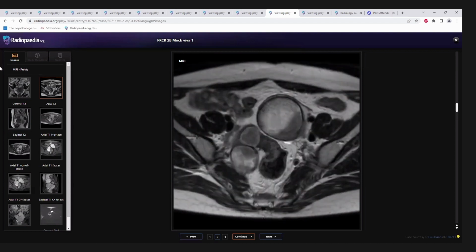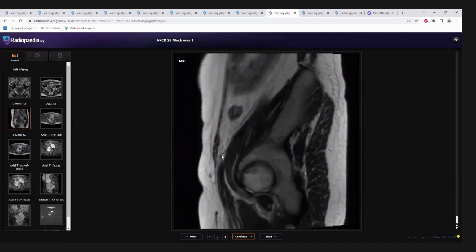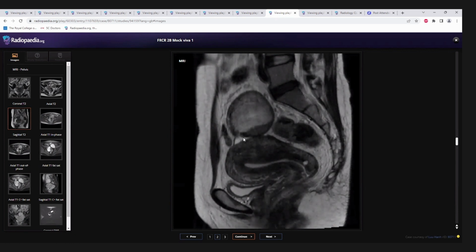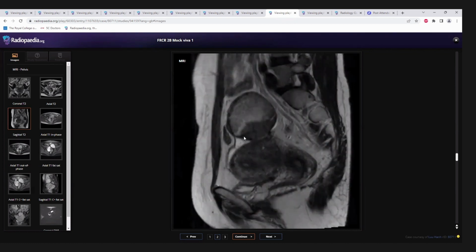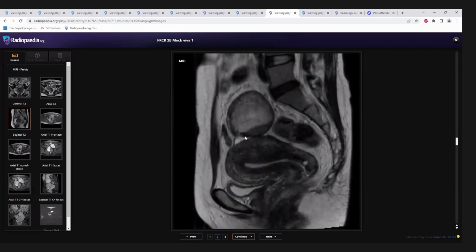Are you convinced? I may just find it better on the SAG. Yeah, can you see these spots? Yes. Dark spot. So this has got 99% accuracy that it's an endometrioma. And you have to say it in the exam. Okay, this is going to get you more marks.